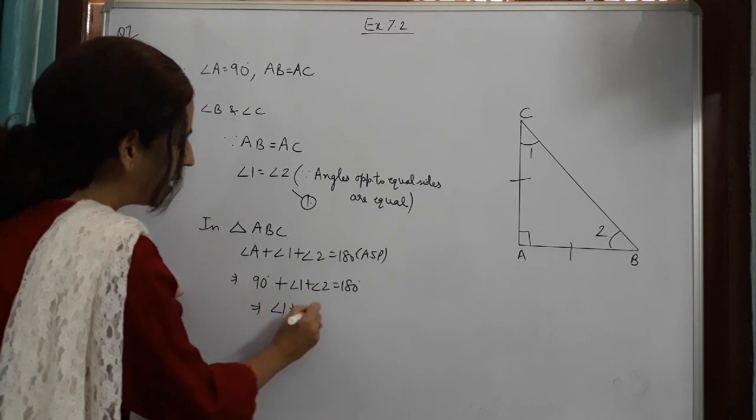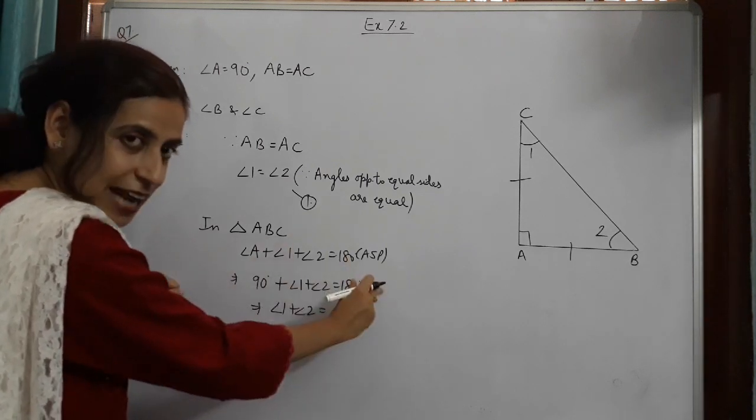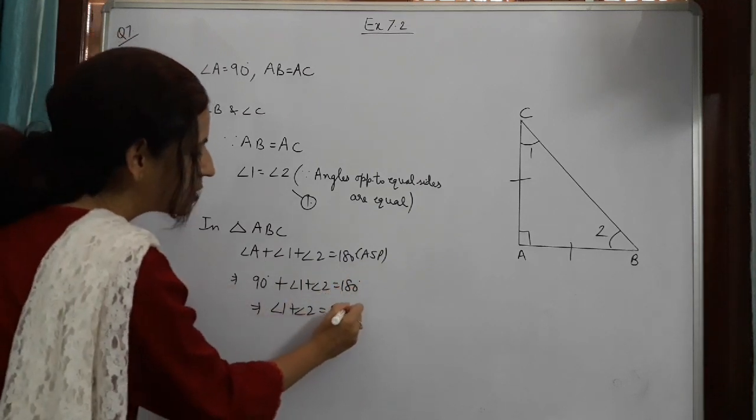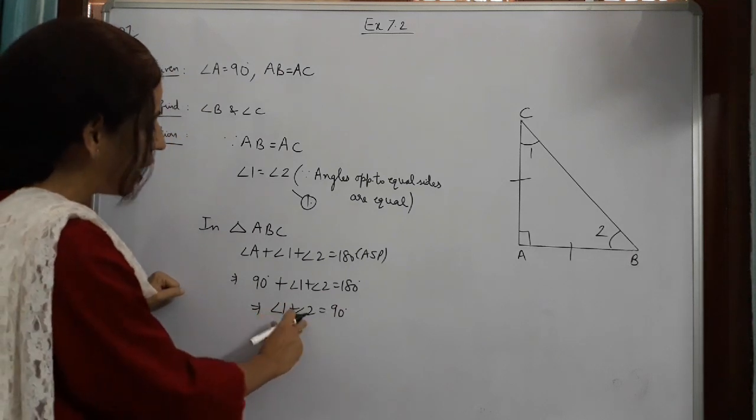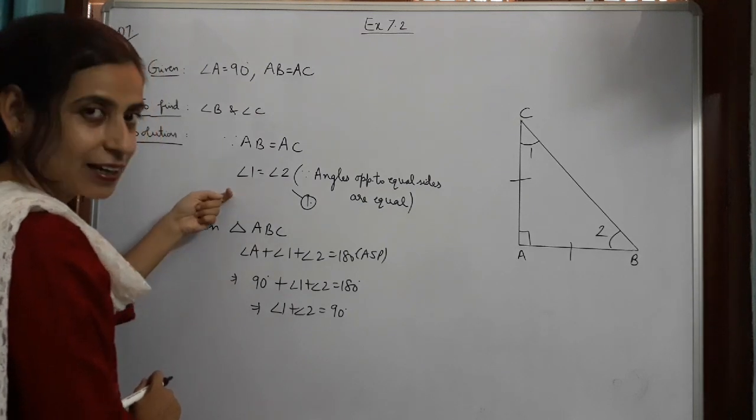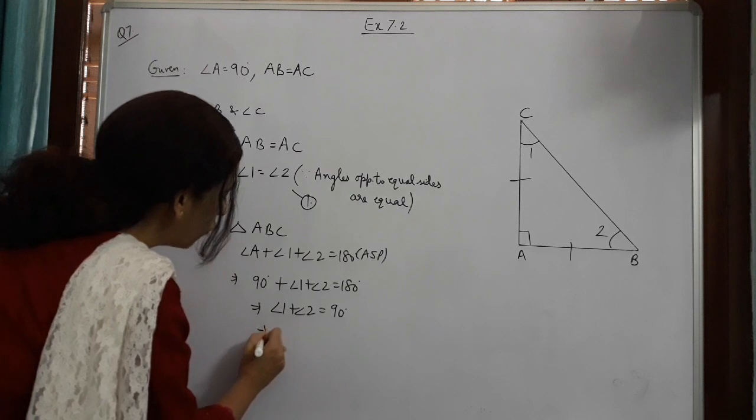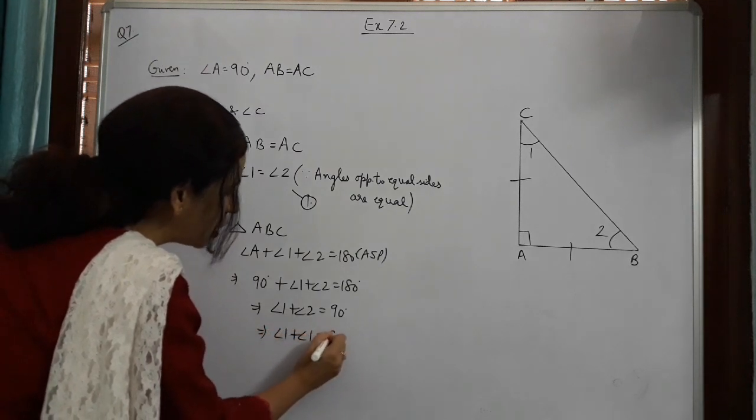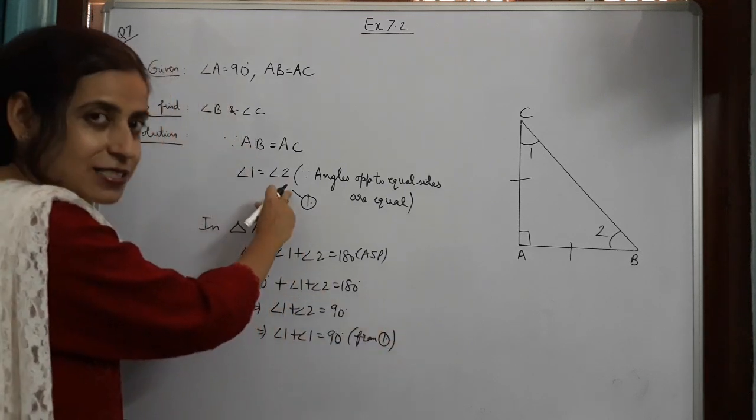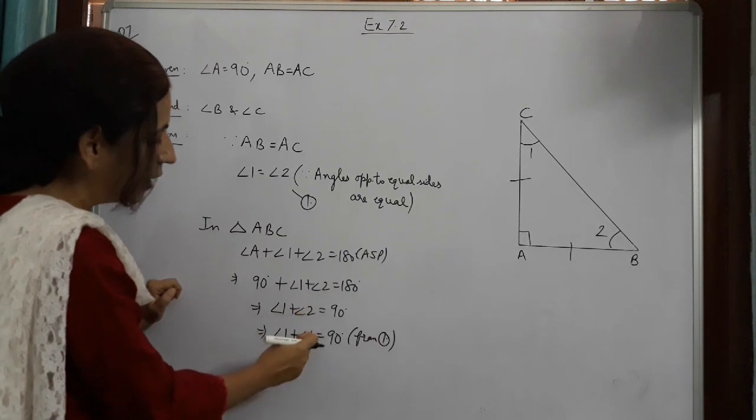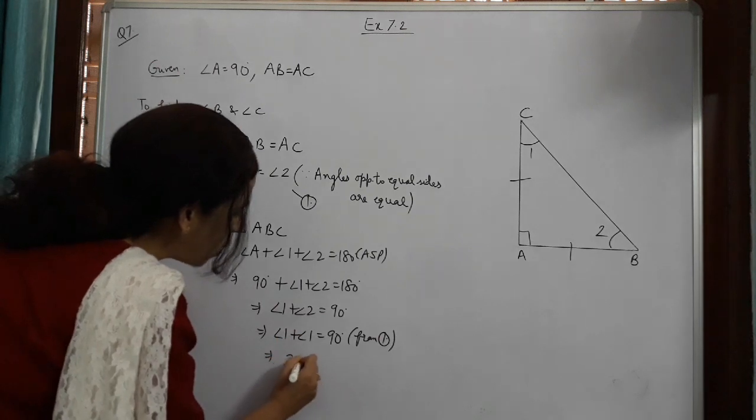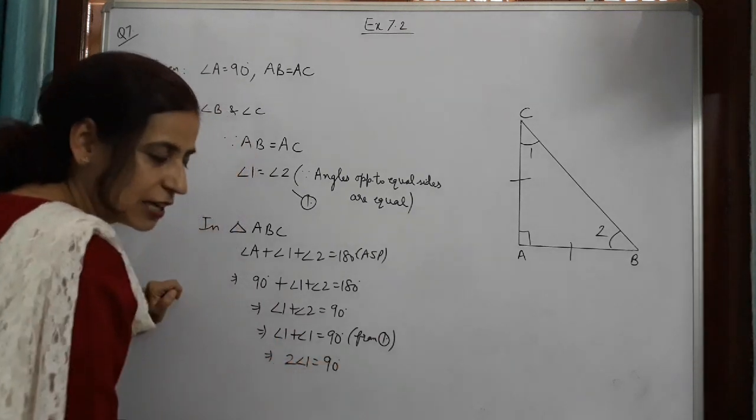From here angle 1 plus angle 2 would be, we transpose 90 on the right hand side. So it will become 180 minus 90, which comes out to be 90 degrees. So angle 1 plus angle 2 is of measure 90 degrees, but from equation 1, angle 1 is equal to angle 2. So we obtain angle 1 plus angle 1 is equal to 90 degrees from equation 1. Since angle 1 is equal to angle 2, in place of angle 2 we have written angle 1. Now angle 1 plus angle 1 becomes twice of angle 1, which is of measure 90 degrees.